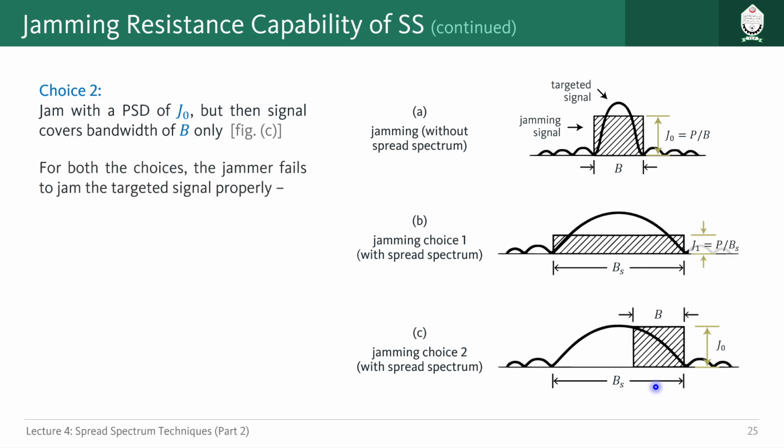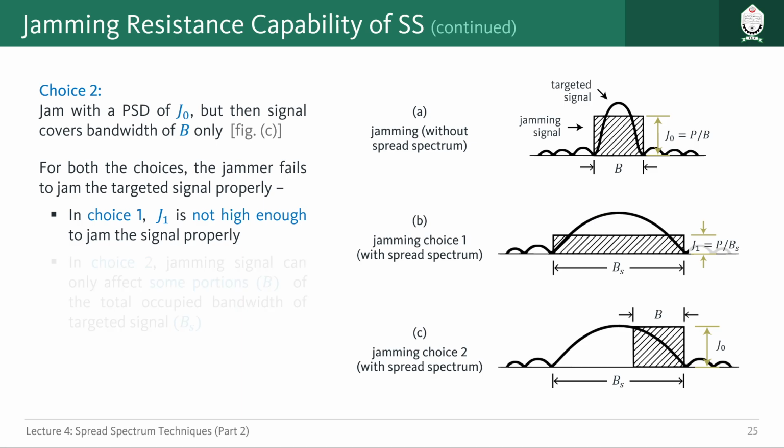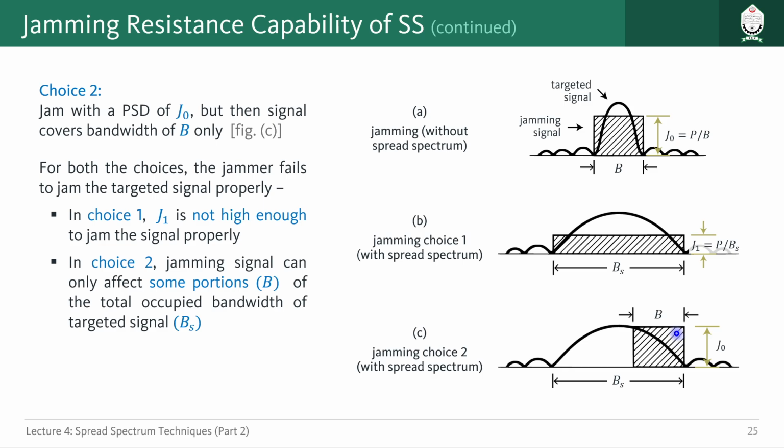In both scenarios, the jammer will basically fail to properly jam the signal, because for the first case J1 is not high enough to jam the signal. As a result, the receiver will detect the signal it wants to receive. And for choice 2, the jamming signal can cover only some portions of our whole bandwidth. As a result, some signals will be received at the receiver. So in this way, using spread spectrum, we can mitigate or minimize the effect of jamming.